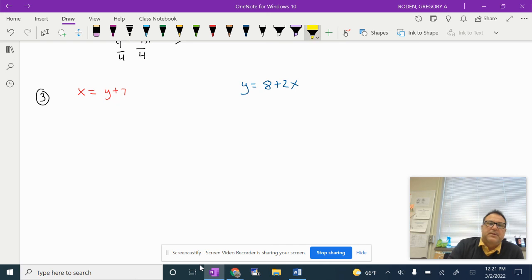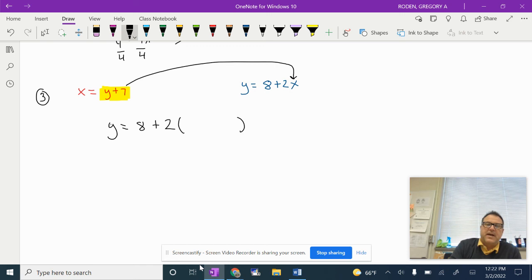Hey, welcome back. So now what we're going to do is take this y plus 7 and substitute it in for the x right here. So I'm going to take this y plus 7 and put it into this x right here. So now, instead of having a y, the blue y is equal to 8 plus 2 times, instead of an x, a y plus 7.